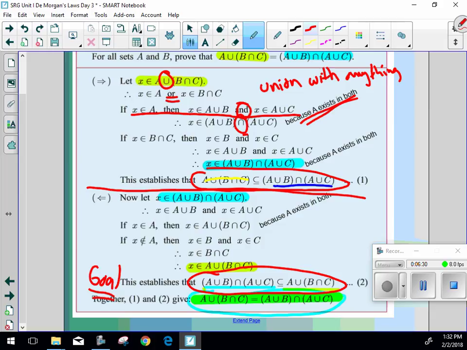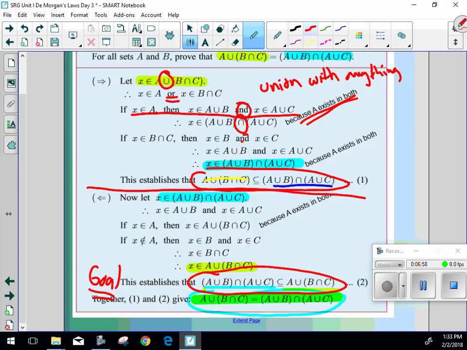Now this one is the second part. If X is an element of B intersect C, then X is an element of B and X is an element of C. We can union that with A again, just A this time. And so both of them are unioned with A. And then you're going to be able to say A union B intersect A union C.